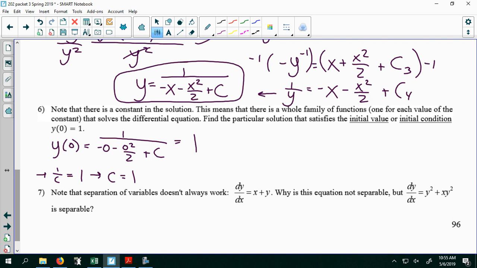So it's really, really tempting to circle this c equals 1, but that's not the answer. The answer is the function with that c plugged in. So the particular solution that they're asking for is y equals 1 over negative x minus x squared over 2 plus 1.